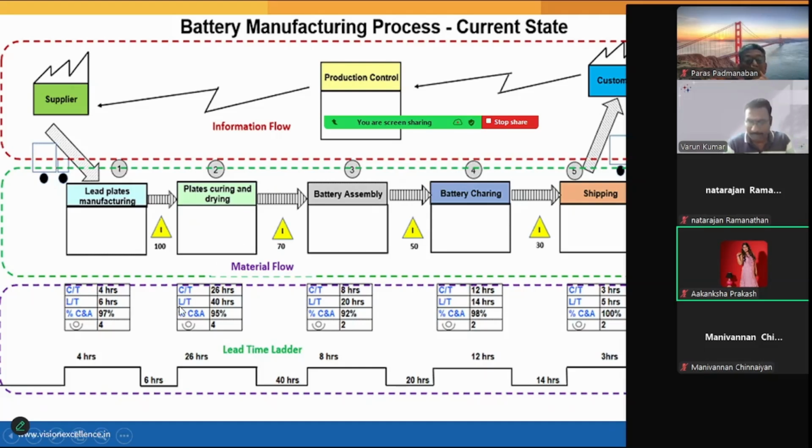Now please tell me which machine has the highest cycle time. This, or this, or this? Second one, 26 hours. So which process stage is in desperate need of improving, that is, reducing the cycle time? Second process stage, curing and drying. Yes, curing and drying.